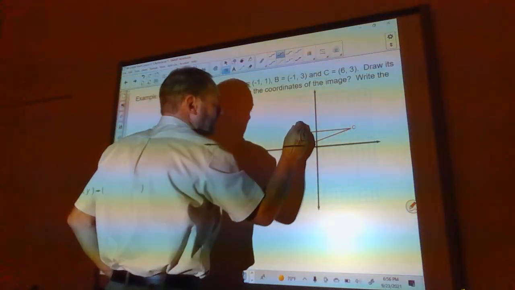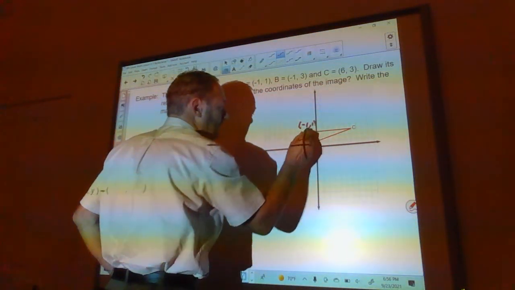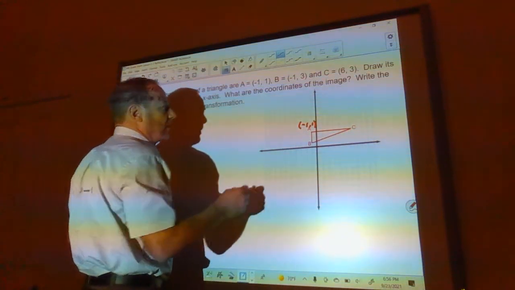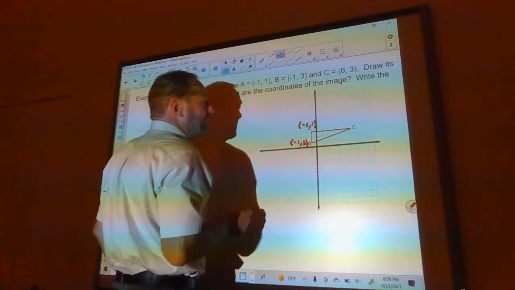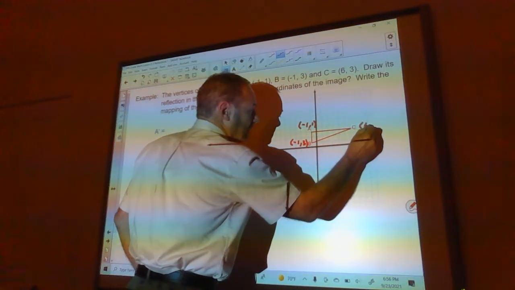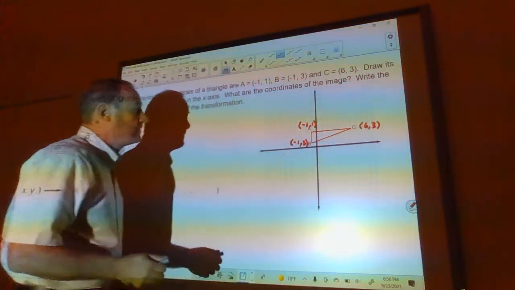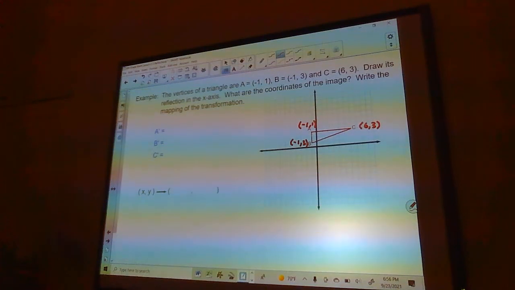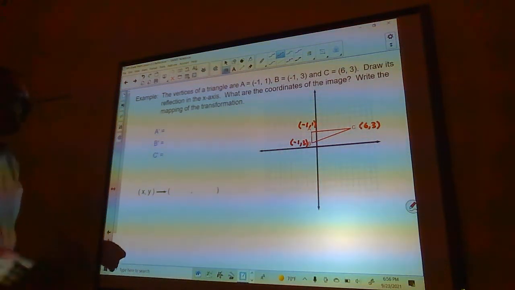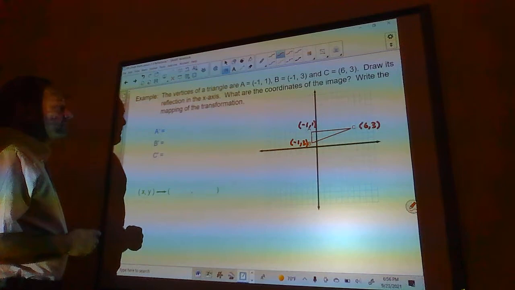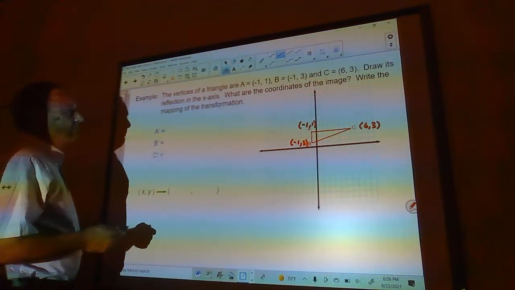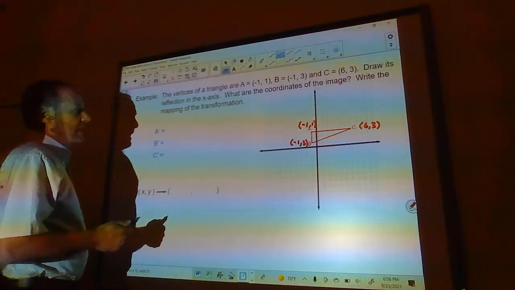Okay, so the vertices of a triangle are A at -1, 1, so that would be here. B is at -1, 3. And C is at 6, 3. Okay, draw its reflection in the x-axis. What are the coordinates of this image? Write the mapping. Okay, so draw its image, and we're going to reflect this in the x-axis.